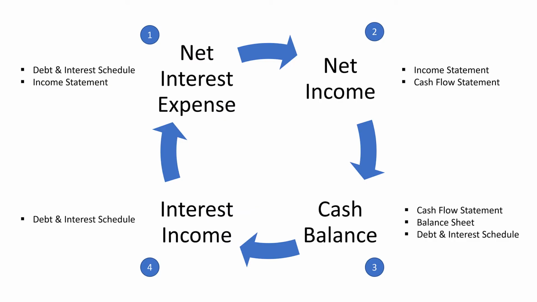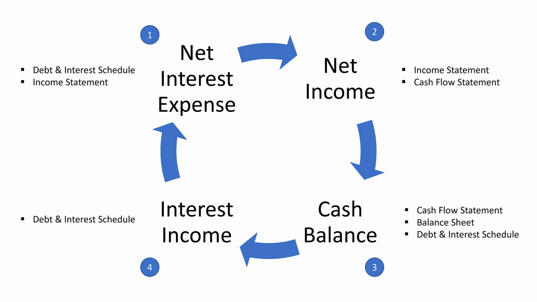Our circularity starts with our net interest expense that we just completed. And like you see in the first bullet here, it shows up on our debt and interest schedule and then flows to our income statement. That net interest expense then flows into what you see as step 2 here, our net income. The net interest expense reduces our final net income, which, as you see in the first bullet, starts in our income statement, and then that net income number flows to the top of our cash flow statement. Our cash flow statement begins with our net income and then reconciles that income to arrive at our final change in cash and our ending cash balance.